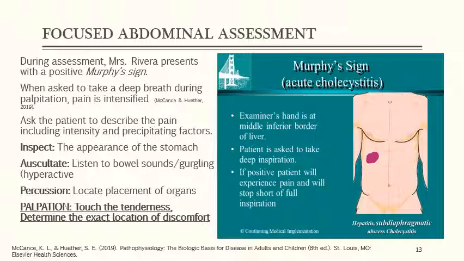Going back to our basic nursing knowledge of an abdominal assessment, you want to start with inspecting the appearance of the stomach, taking a very good visual look at it. You want to listen for bowel sounds, and you should expect that the bowel sounds will most likely be hyperactive in a patient that has acute gallstone inflammation. You want to percuss so that way you know the proper placement of the organs, especially the liver, and you want to palpate, touch the tenderness, determine the exact location of discomfort, and make sure that you ask the patient to be as descriptive as possible so that way you understand all of the elements of their pain in their abdomen.